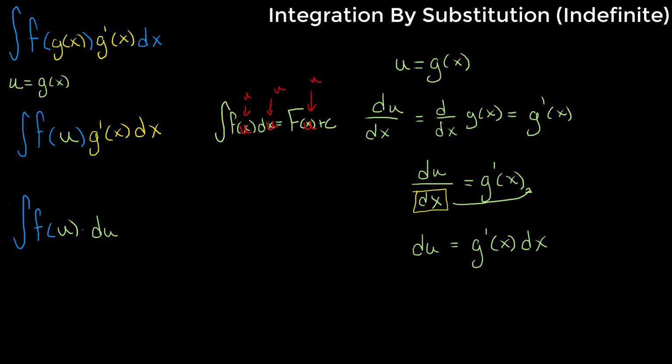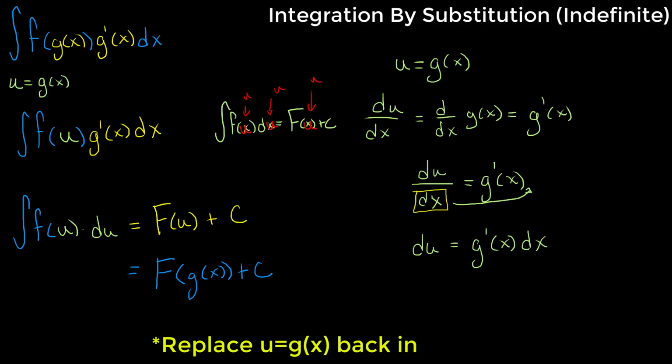So, with that said, this integral, the integral of f of u du, will be big F of u plus c. And now at this time, we can go ahead and make a backwards substitution. We can back substitute u equals g of x. So this means that this integral is equivalent to big F of g of x plus c. And this big F is the antiderivative of little f.